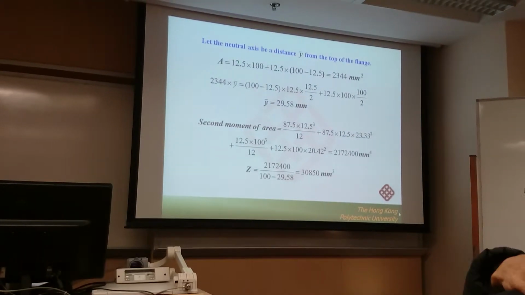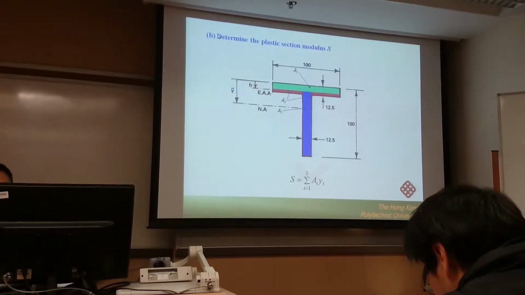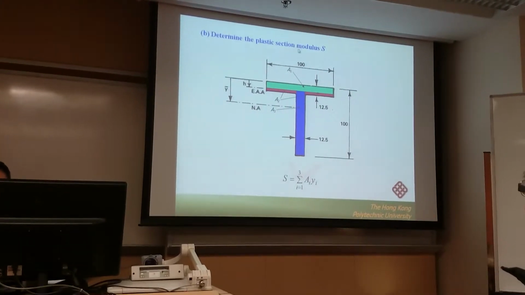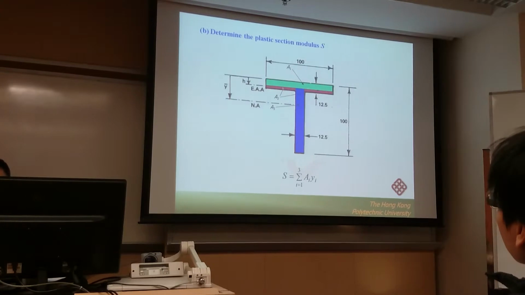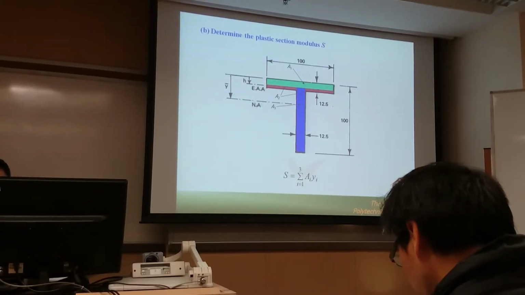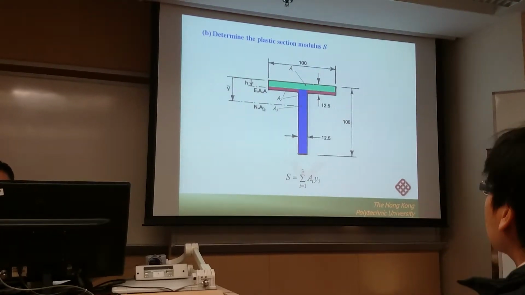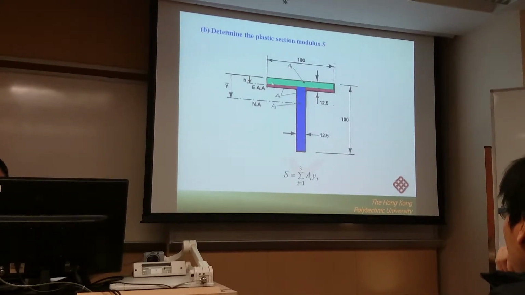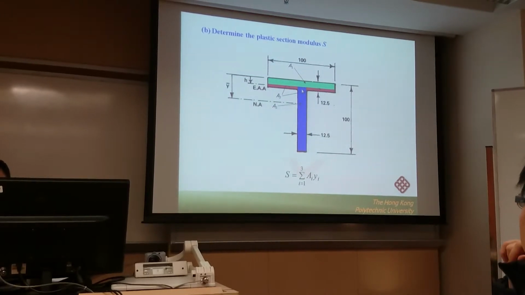I just show you the solution, but now we focus on how to determine the plastic section modulus. If you want to obtain the plastic modulus, you have to first define the new equal area axis. So please ignore the neutral axis, and focus on the equal area axis. Divide the whole cross section into two equal areas.